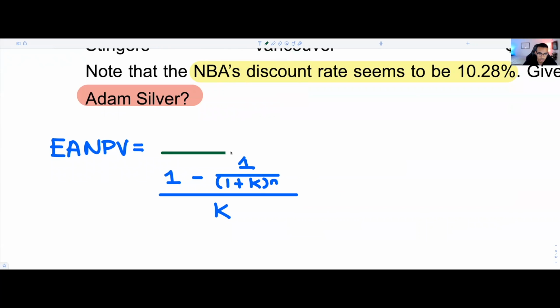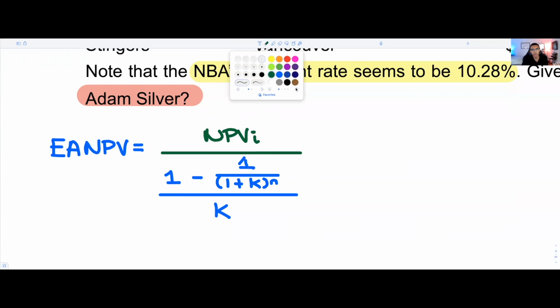So we're going to put it like this. We're going to have NPV of a given project over the following. So that's how you find the EANPV. And in this case, we're going to be doing it for different projects: project A, project B, and project C. We're going to figure out the EANPV for every single one of these projects, and then the greatest one, we're going to choose. That's going to be the project that we recommend.